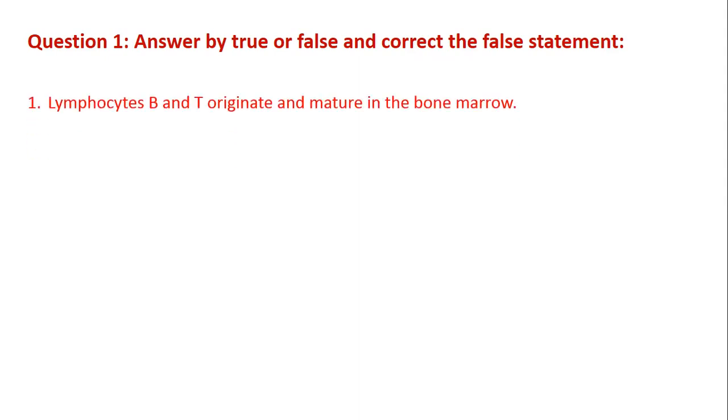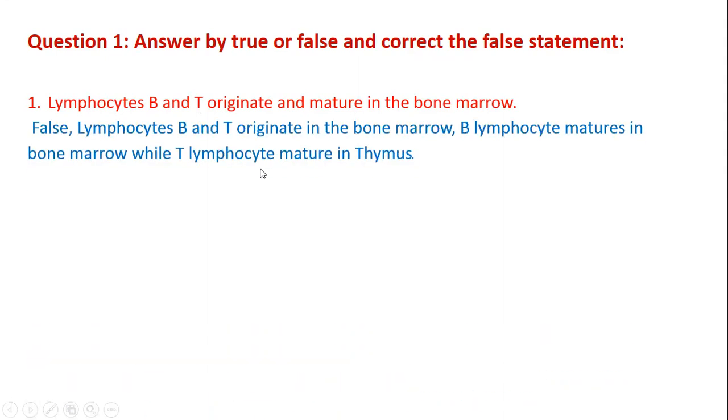So, lymphocytes B and T originate and mature in bone marrow. The main idea is that lymphocytes B and T originate and mature, in bone marrow, this is the other part of the sentence. False. Lymphocytes B and T both originate in bone marrow, but B lymphocyte matures in bone marrow while T lymphocyte matures in thymus.